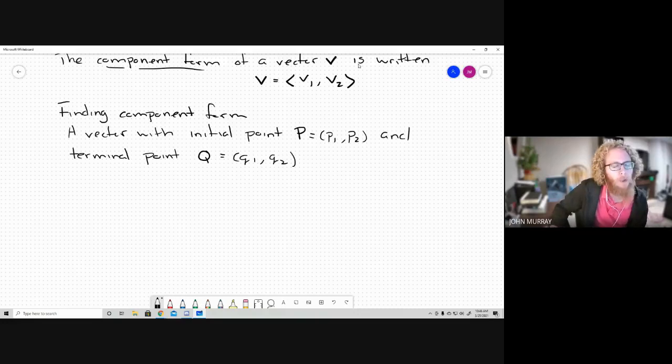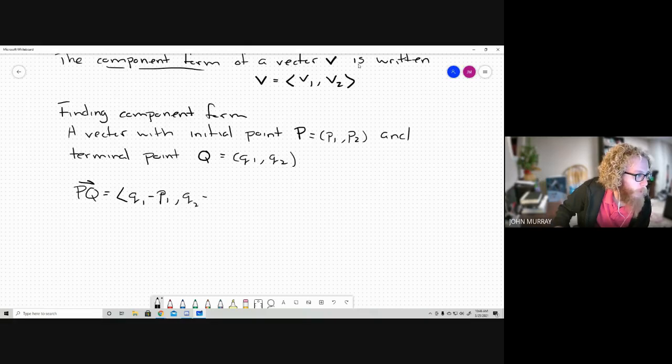So with our original vector PQ, with point P at (P1, P2) and terminal point Q at (Q1, Q2), we can change it. I can say that PQ would be the difference in your x coordinates and the difference in your y coordinates. Okay, so all of these are equivalent.